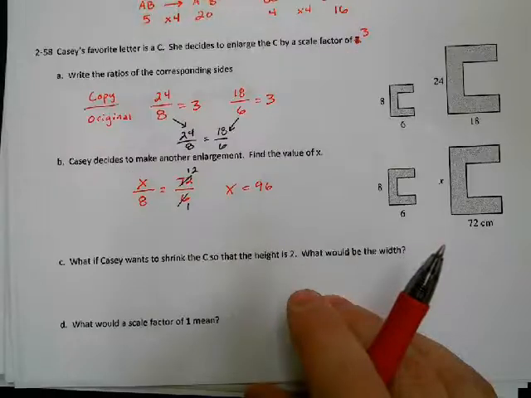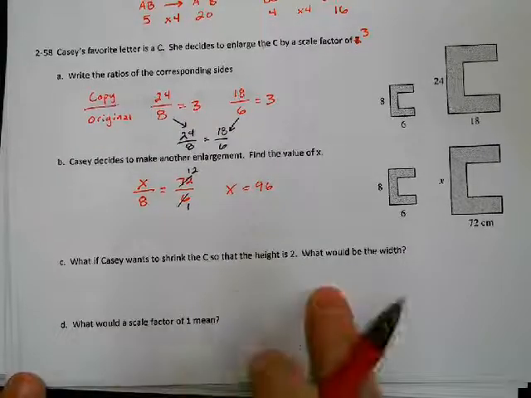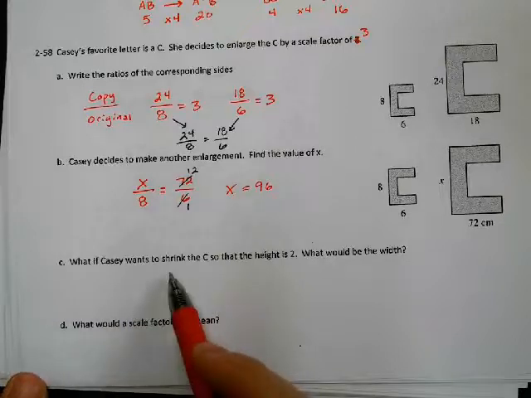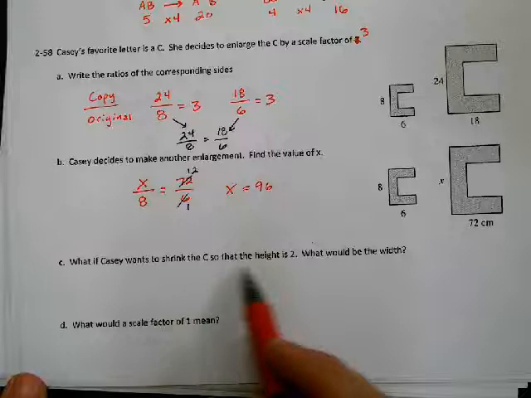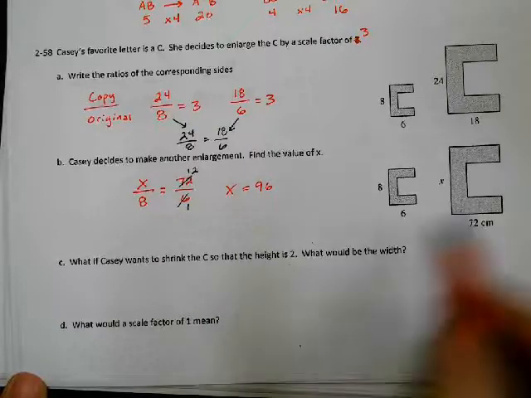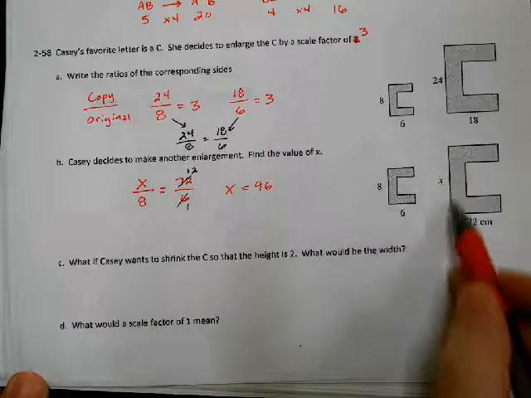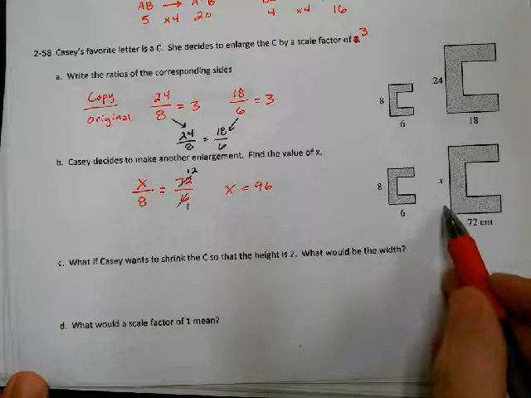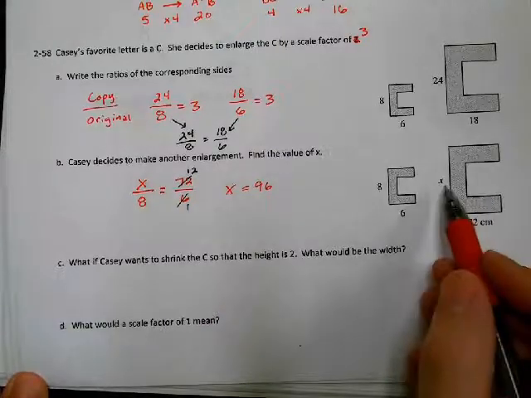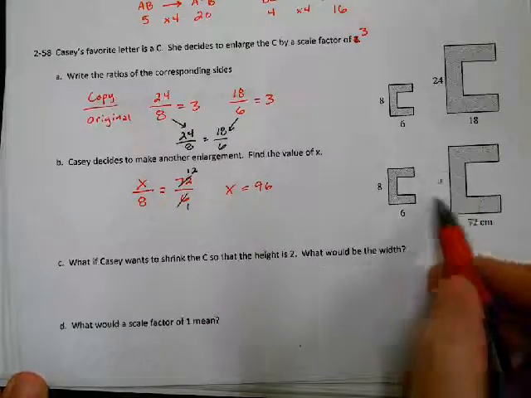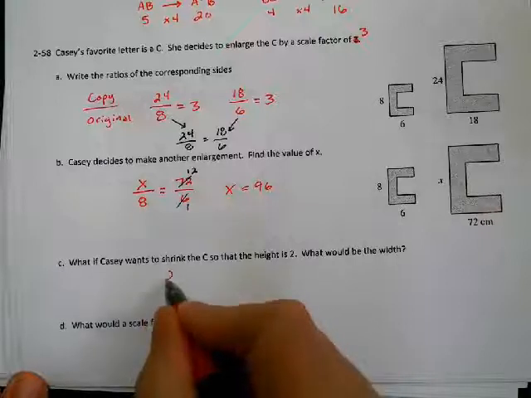All right, next one. What if Casey wants to shrink C so that the height is 2? So we're going to assume that the height is this part over here of 2. So we want to shrink C so that we get a height of 2. Okay, so if that would be true, the copy would be 2, the original would be 8.